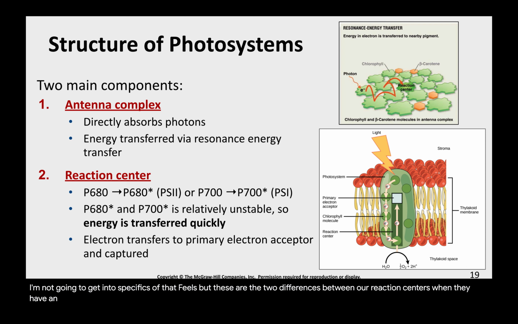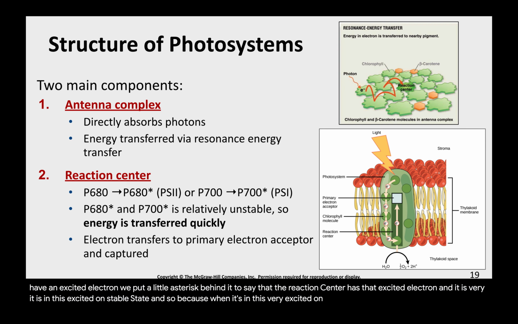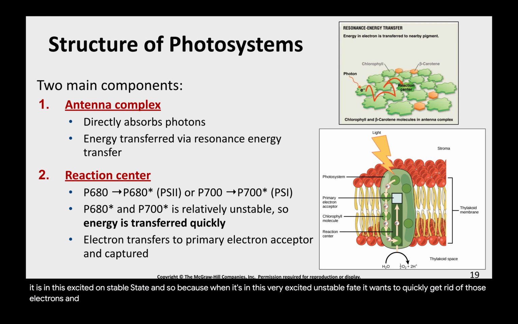When they have an excited electron, we put a little asterisk behind it to say that the reaction center has that excited electron, and it is in this excited, unstable state. Because it's in this very excited, unstable state, it wants to quickly get rid of those electrons, and it will be moved to yet another molecule.